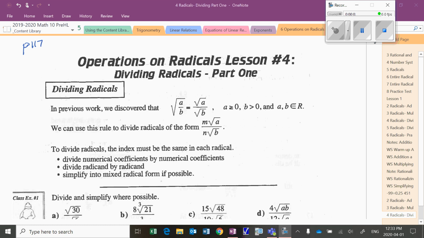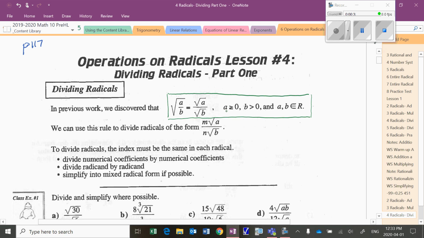So we're on page 117 of the Math 20 Absolute Value workbook, looking at dividing radicals, part 1. This is lesson 4. The key thing to note in this particular case, to simplify these expressions, is this very first piece that we looked at the other day, which says that the square root of a over b can in fact be separated to the square root of a divided by the square root of b, and of course the radicands must be greater than or equal to 0.